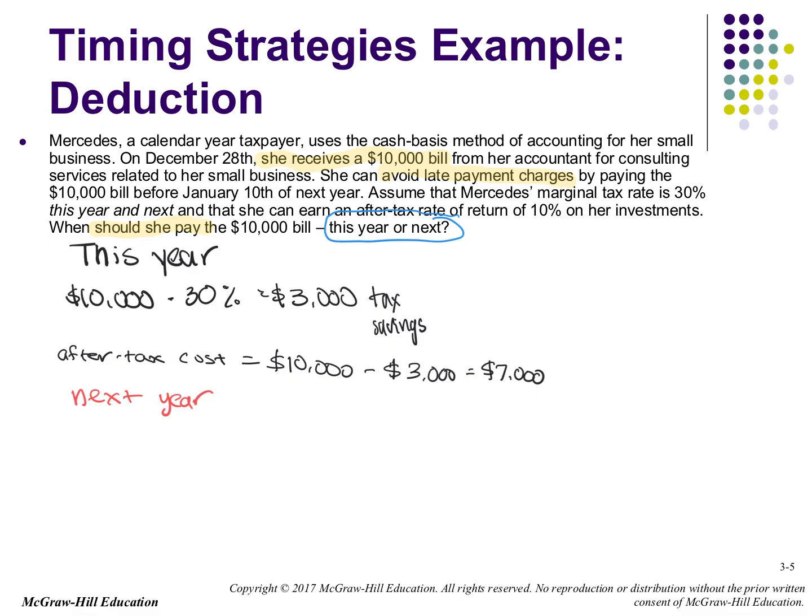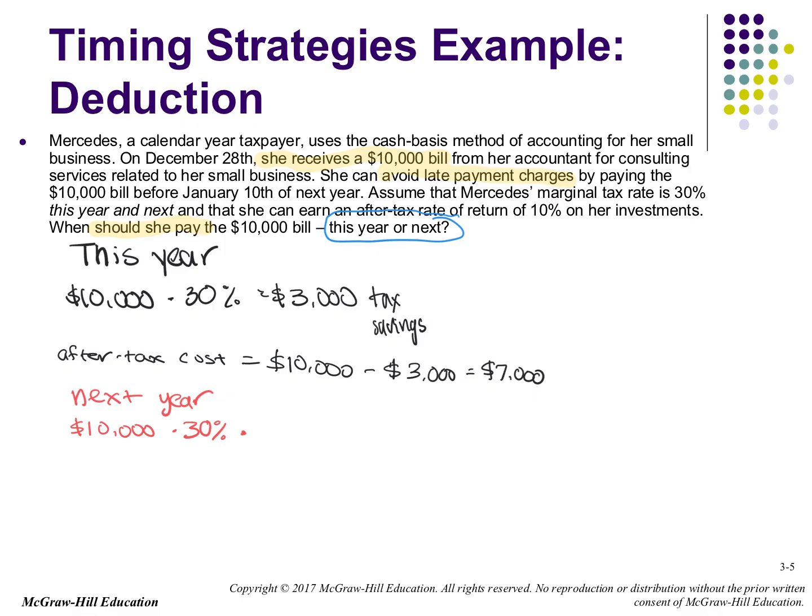So the way we would look at next year to see what the tax savings and after-tax cost would be, we would have our same $10,000 bill, multiply it by 30% because that's our marginal tax rate. But we also need to add the step of multiplying by the present value factor.